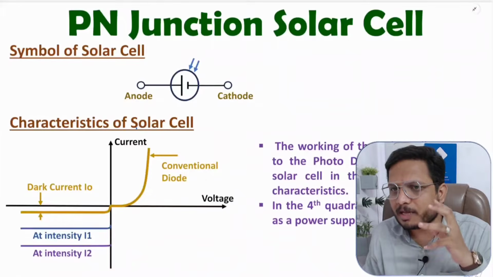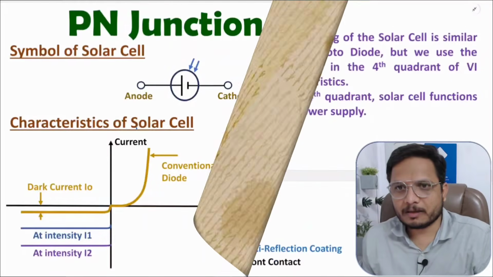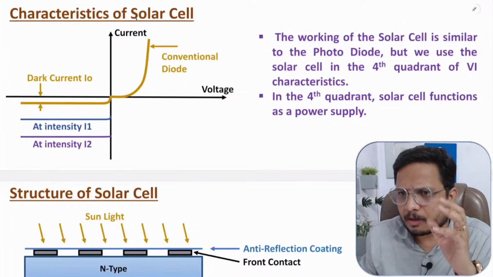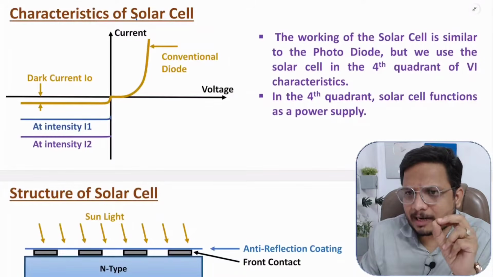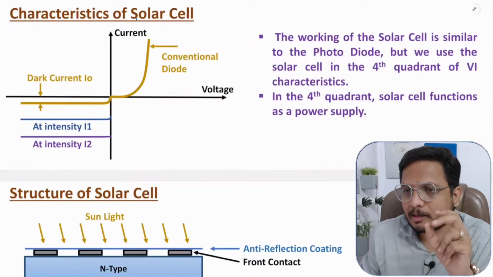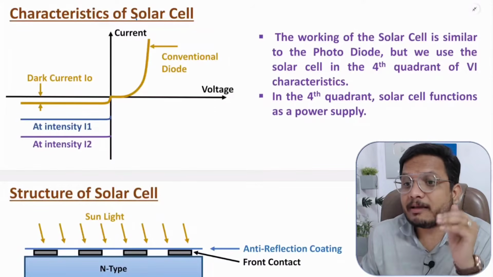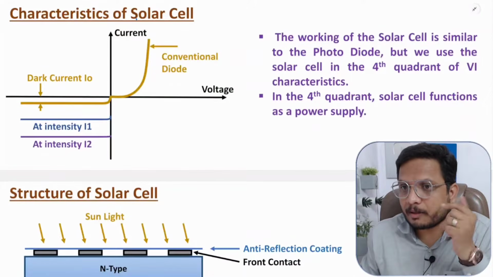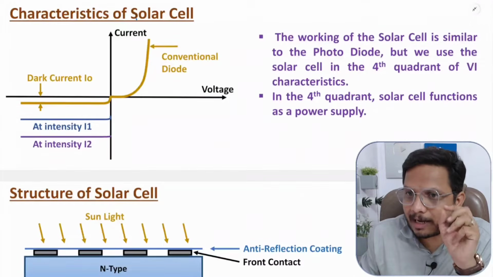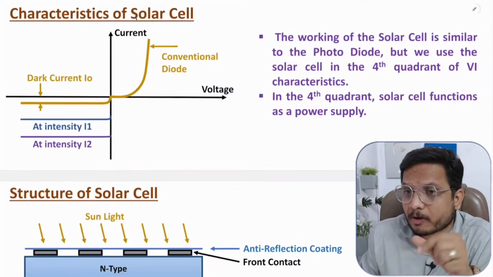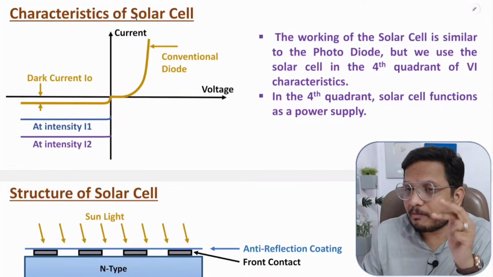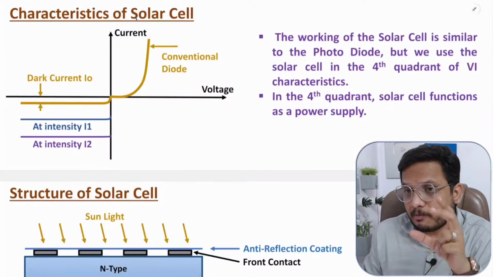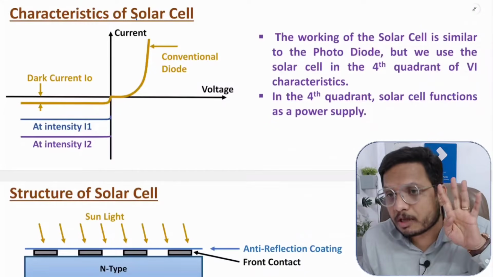Now let us try to understand the basic characteristic of a solar cell. The characteristics of solar cell and photodiode are the same. There are a few things that you need to understand about photodiode and solar cell. The photodiode we use to detect light signals, while the solar cell we use to generate power. When you use a photodiode, you keep the photodiode in reverse bias, while when we use the solar cell to generate power, we use the solar cell in the fourth quadrant.